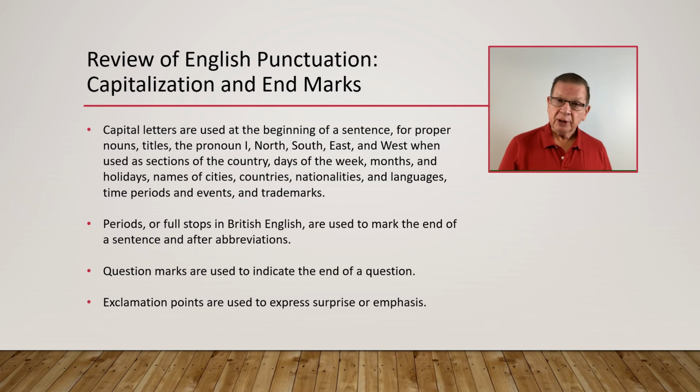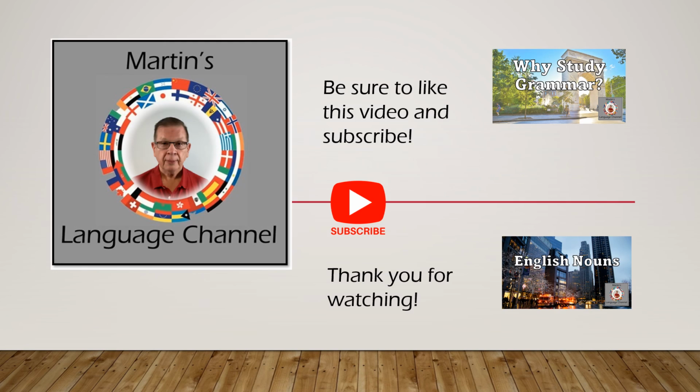Periods, or full stops in British English, are used to mark the end of a sentence and after abbreviations. Question marks are used to indicate a question. Exclamation points are used to express surprise or emphasis. So that wraps it up for today's video on capitalization and end marks in English.